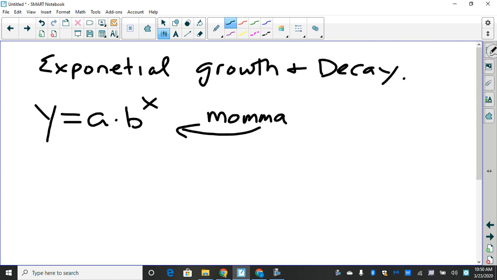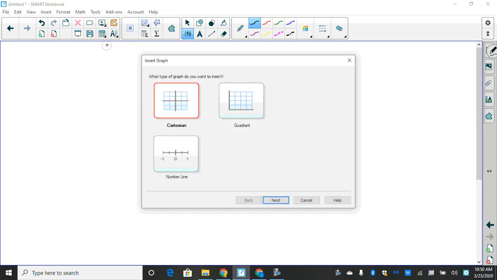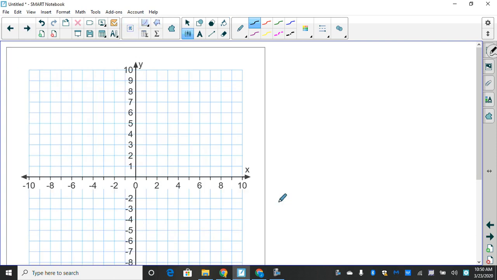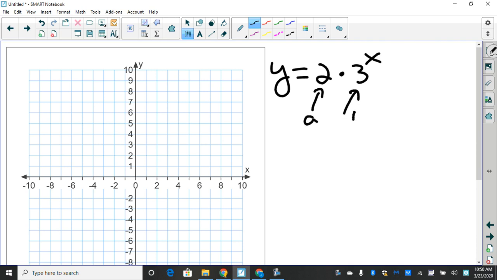And the one I'll do for you is just a very basic one so you guys can get the idea of what we're doing here. So we'll do y equals 2 times 3 to the x. So there's your a, there's your b, there's your x, and there's your y, right? So if you wanted to just kind of look at this, let's do a few points. Well, the domain is all real numbers. I can use any number I want in here because you can raise 3 to any number, positive, negative, 0, it doesn't matter. So let's put 0 in there.